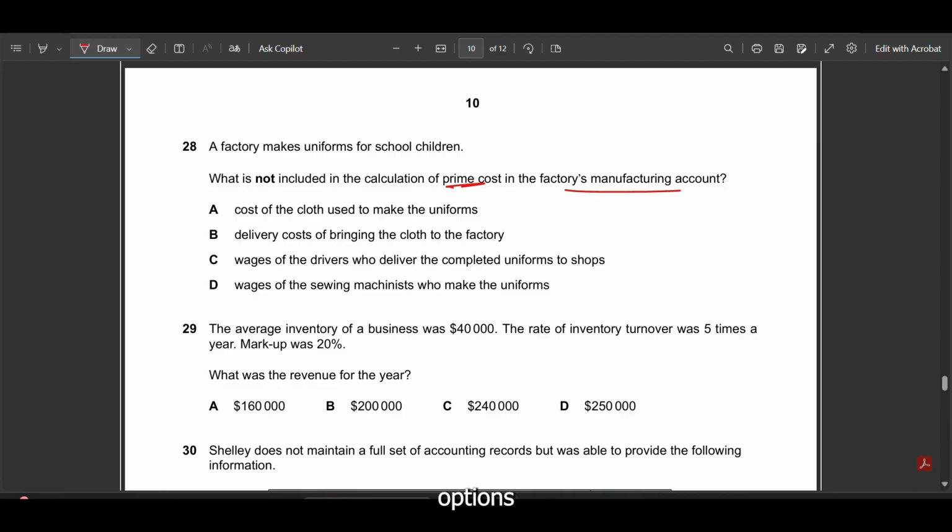Let's see the options. Cost of the cloth used to make the uniforms. So this is nothing but a raw material for me. So in prime cost, it is obviously included. So let's move to the next option. Delivery cost of bringing the cloth to the factory. Again, this is included in the prime cost.